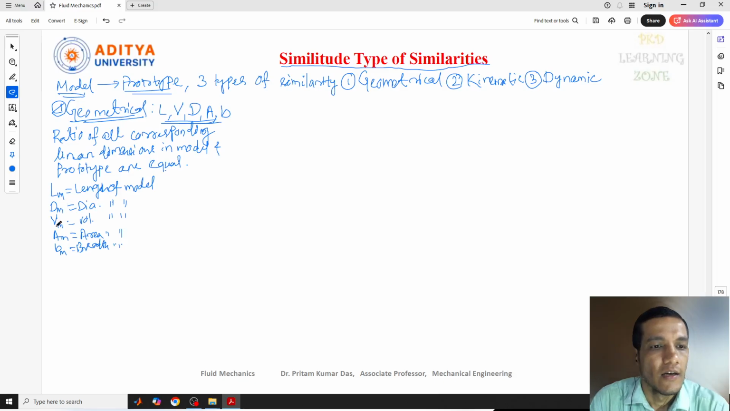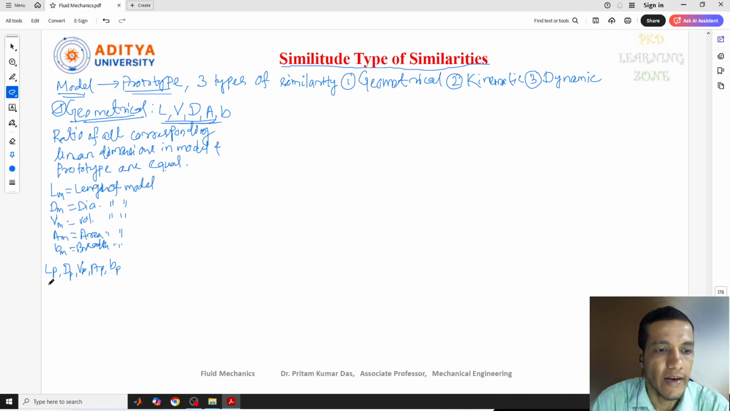Volume, length, diameter: now these are only for the model. Similarly, we need to consider them for the prototype also. So we can write the length of the prototype, and corresponding values like the diameter of the prototype, the volume of the prototype, the area of the prototype and the breadth of the prototype. So as per this definition, we can write the geometrical similarities as the ratio of all these things.